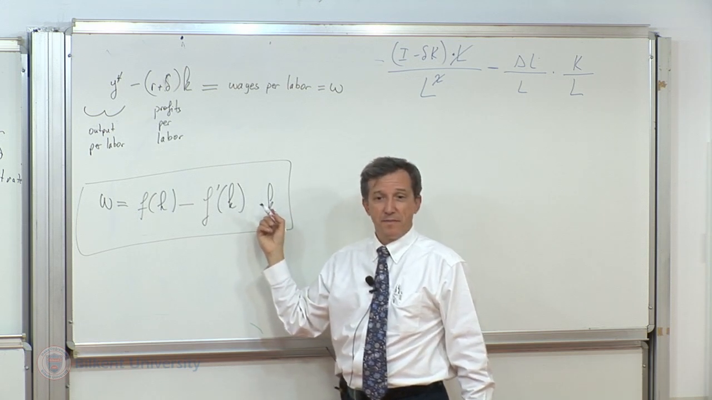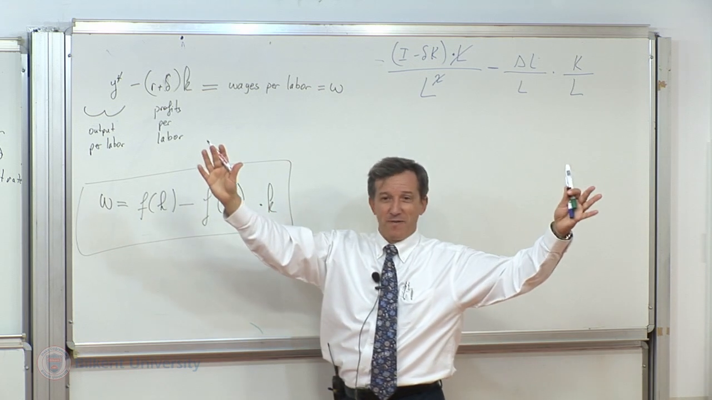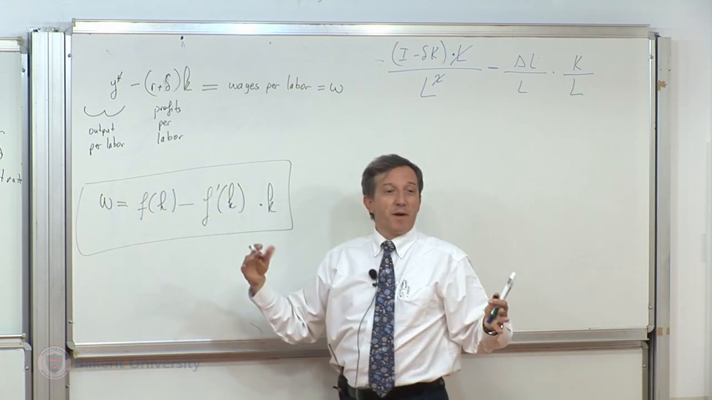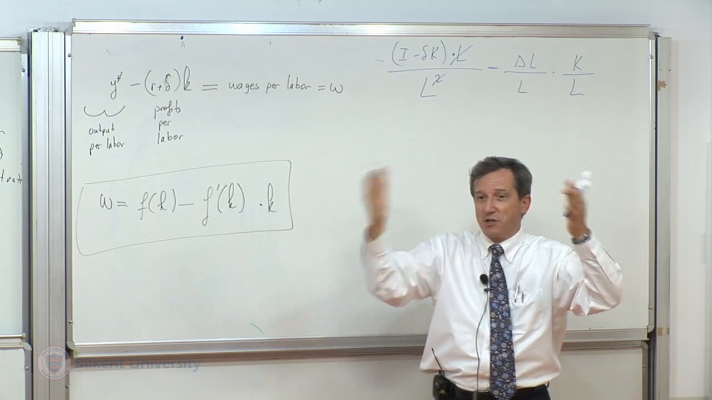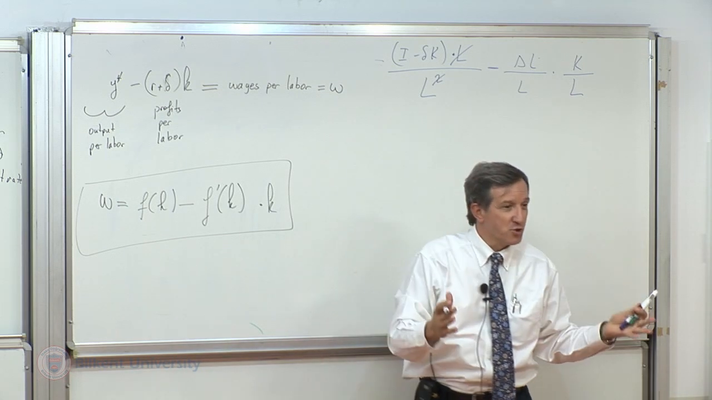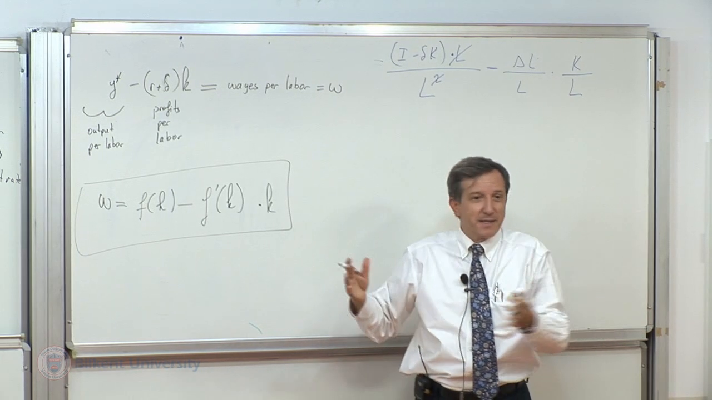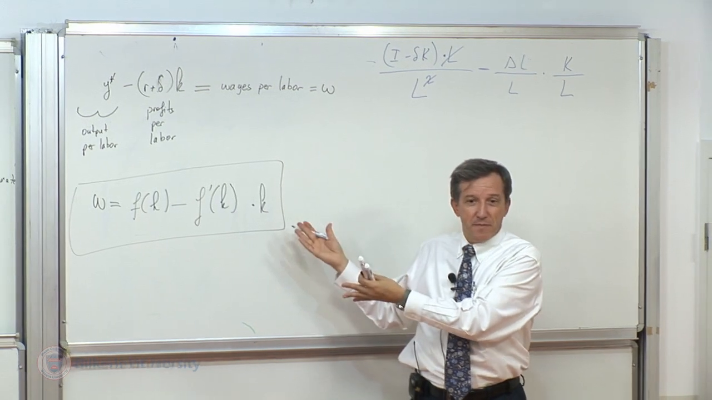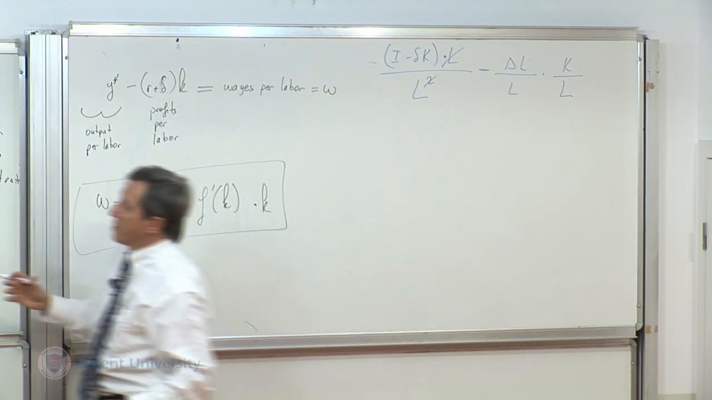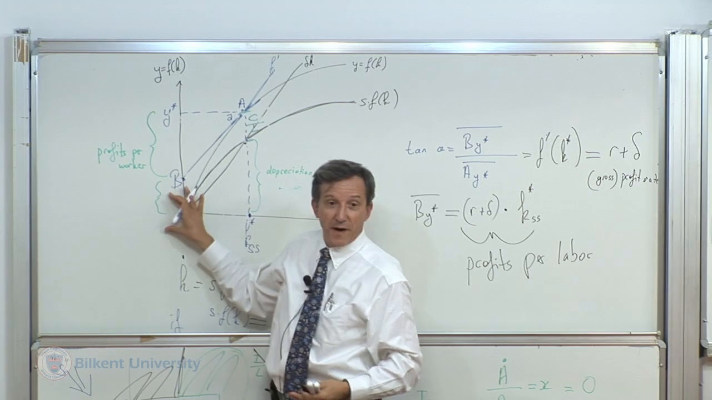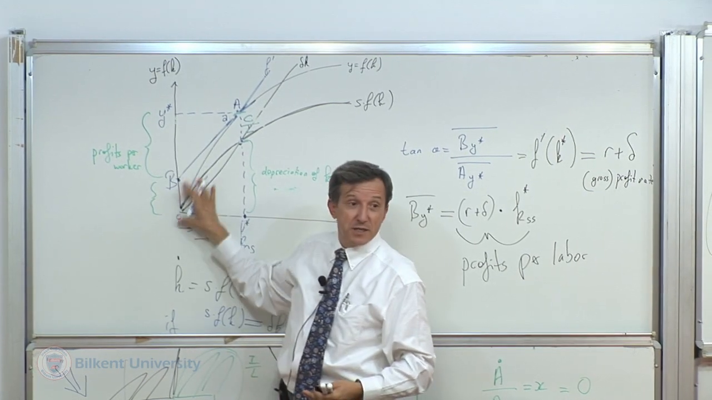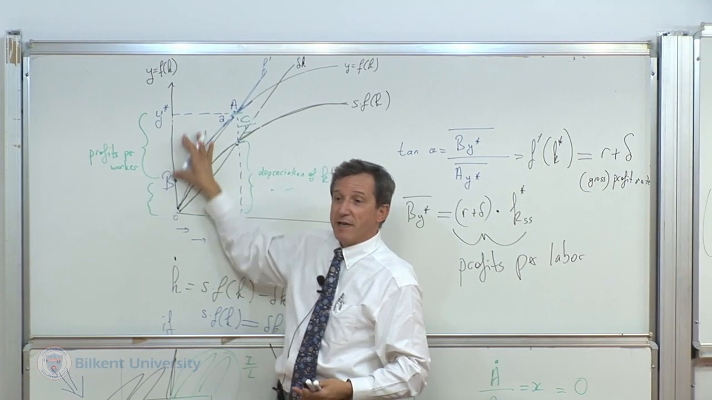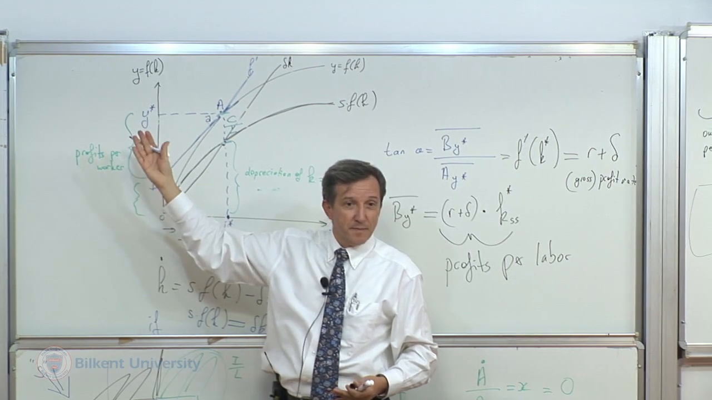From where? Bravo. Voila. You probably did something in algebra, have taken derivatives and so on and so forth. But it's a tautology, it's by definition. Output minus profits is equal to the wage rate. Output minus wages is equal to profits. Wages plus profits is equal to output.